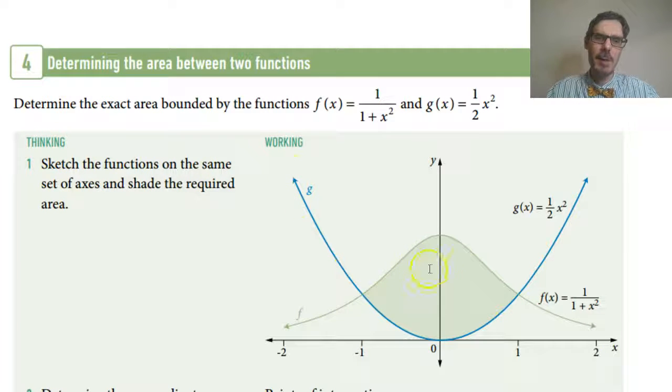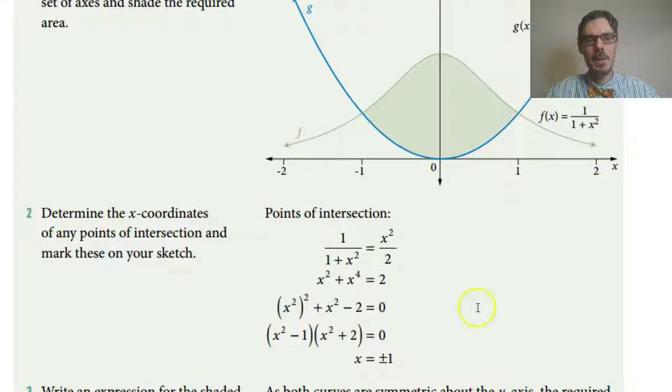Okay, so I've sketched my graph, and the bounded area is going to be f minus g. Okay, f is greater than g in this case. Okay, what are those points of intersection? Well, you make f of x equal to g of x, and you solve.